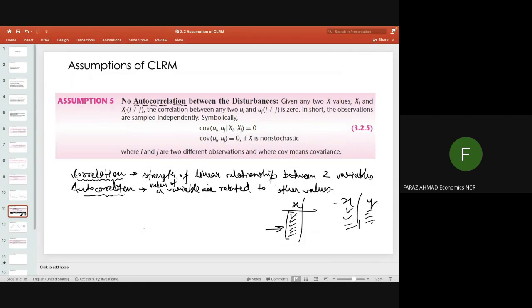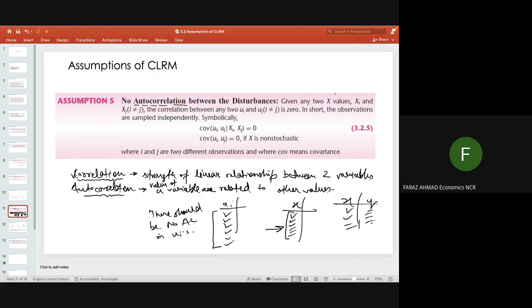So we don't want autocorrelation for our UIs. The assumption says that there should be no autocorrelation in UIs, right? That's the relationship. That's what we want.